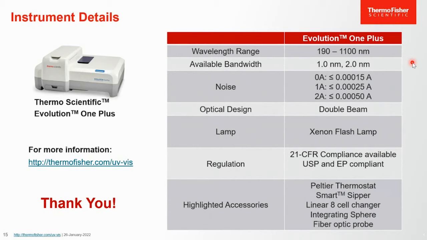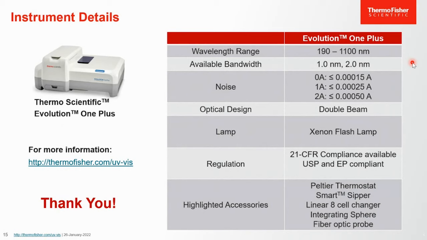So before I go on, I just wanted to talk about a little bit of the parameters for this Evolution 1+ instrument. I studied the region between 240 and 350 nanometers, but we do allow for a wide range of wavelengths that can be analyzed between 190 and 1100 nanometers. This can be highly useful for samples which may have visible absorption. We have two different bandwidth options, and the noise for this instrument is between 0.0001 and 0.005 between 0 absorption and 2A.